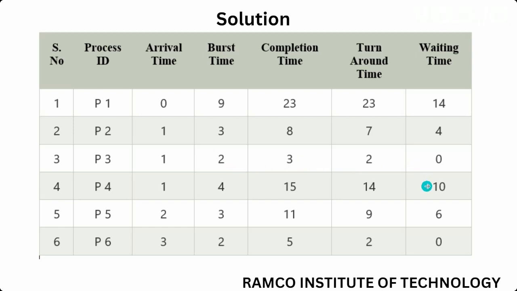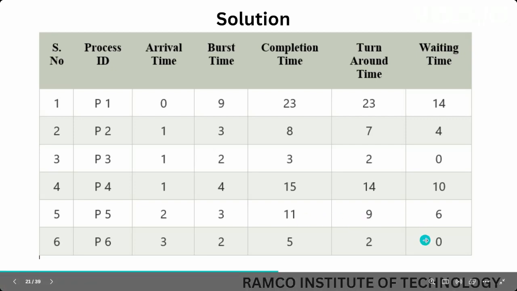Next, the waiting time of P4. P4 waiting time is 10. Here the turnaround time is 14 and burst time is 4. So 14 minus 4, 10. Then P5 waiting time is 6. Here the turnaround time is 9 and burst time is 3. So 9 minus 3, 6.